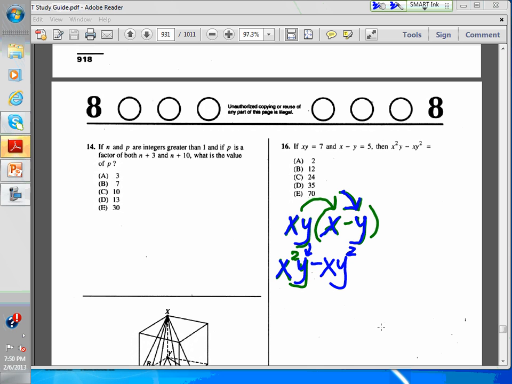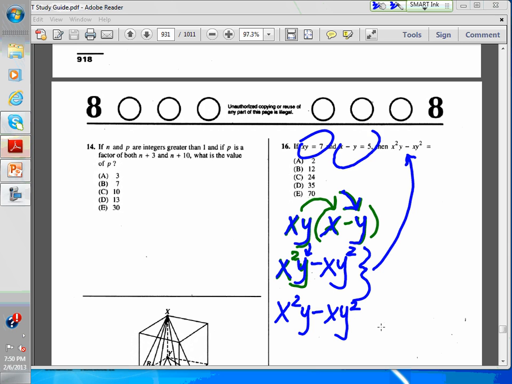So then if we check this out, we see that it gives us perfectly what they're asking for, x squared y minus xy squared. So the last thing we have to do is just plug in the information we have for the values of xy and x minus y. So we multiplied these two pieces of information, so we're going to do that again. 7 times 5 gives us 35.